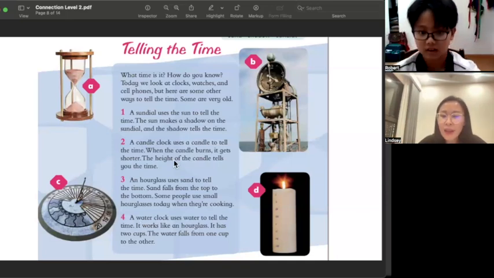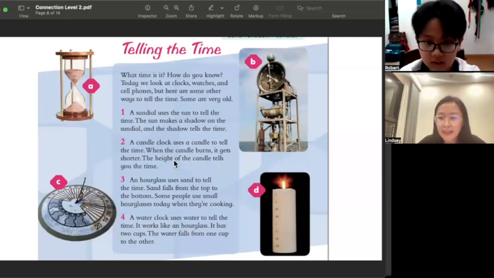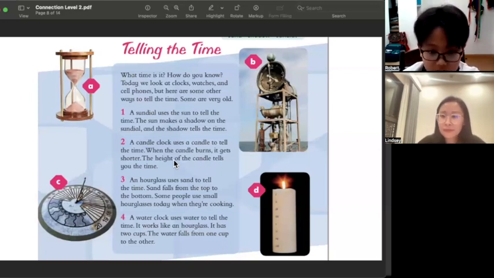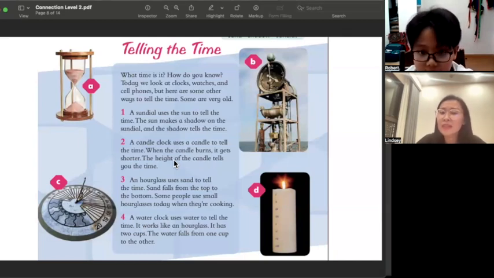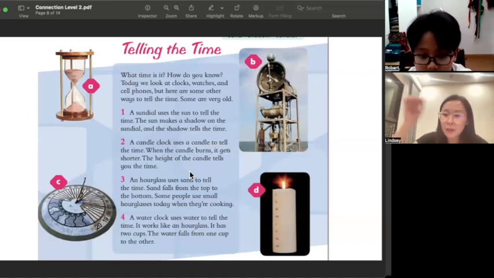Good. What kind of clock uses sand falling from the top to the bottom to tell the time? An hourglass uses sand that falls from the top to the bottom to tell the time. That's right. Okay, so today people still use hourglasses, right? Do you know why they use small hourglasses? They use small hourglasses when they are cooking. When they are cooking.